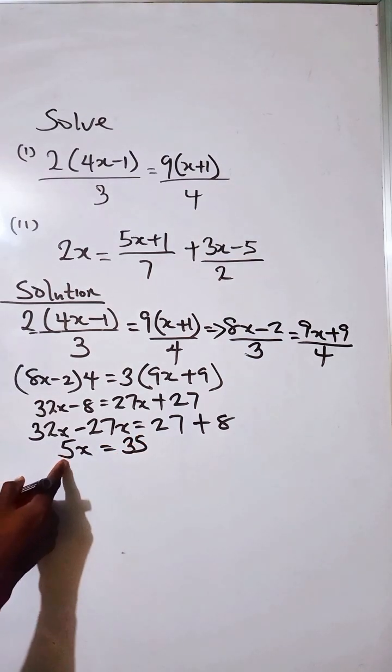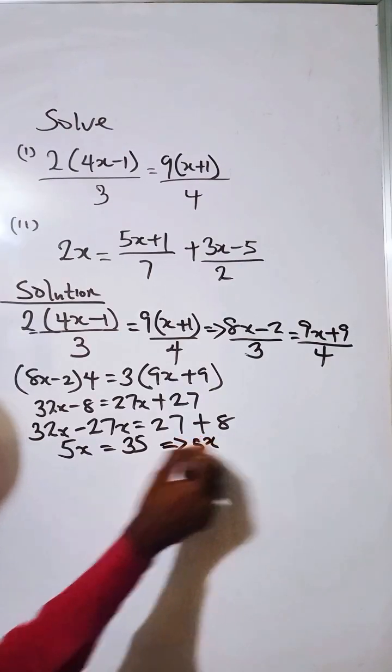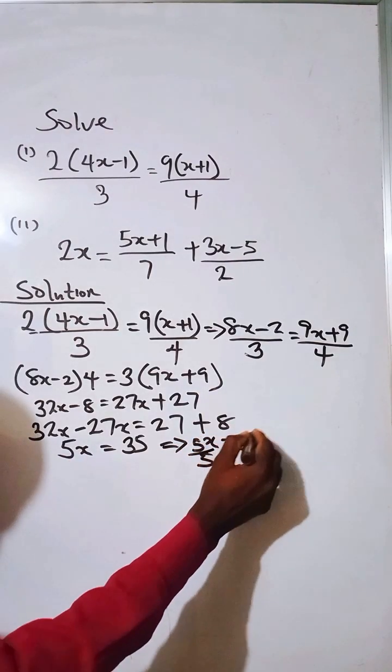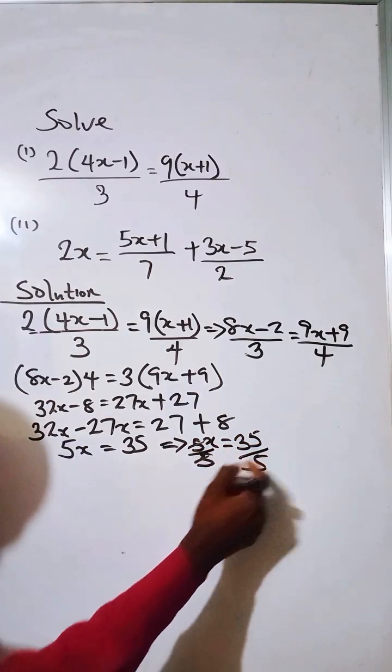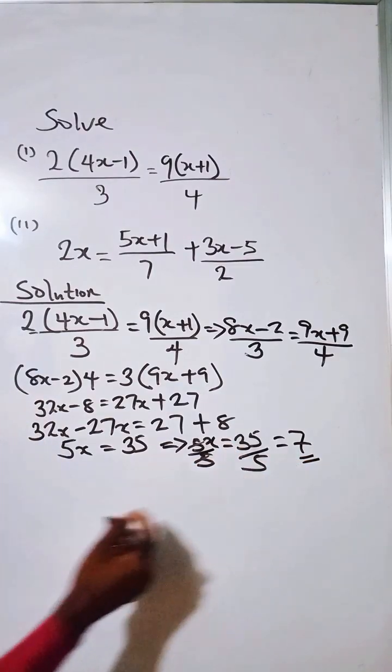So we have to figure out the value of x, so that means we have to divide everything by 5, which is the coefficient of x. So when we do that, the value of x gives 7. So when we divide that 5 by 5, we have it to be 7.